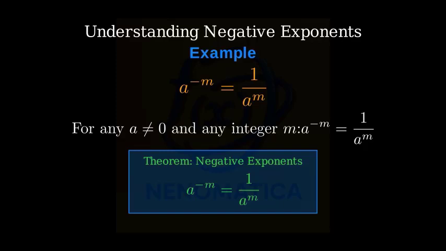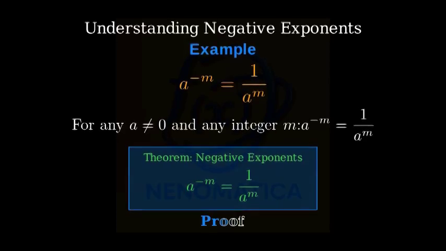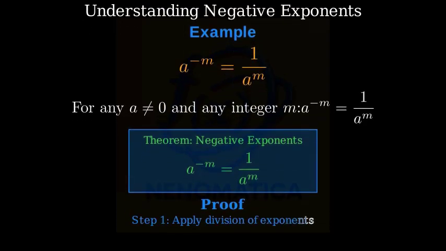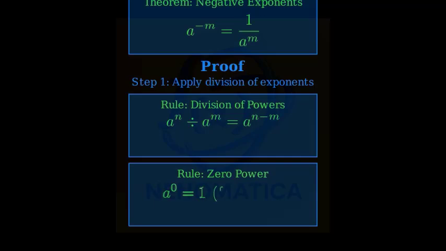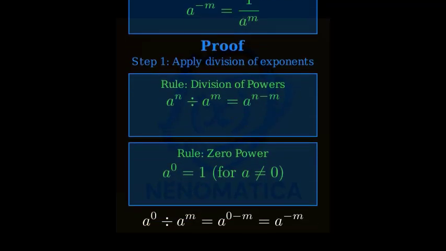Let's see how to prove this important theorem. Let's assume that m is a positive integer and a is a non-zero number. We'll start our proof by using the division property of exponents. We start with the zero power rule, which states that any non-zero number raised to the power of 0 equals 1. So a to the power of 0 equals 1. Now, we'll divide a to the power of 0 by a to the power of m.